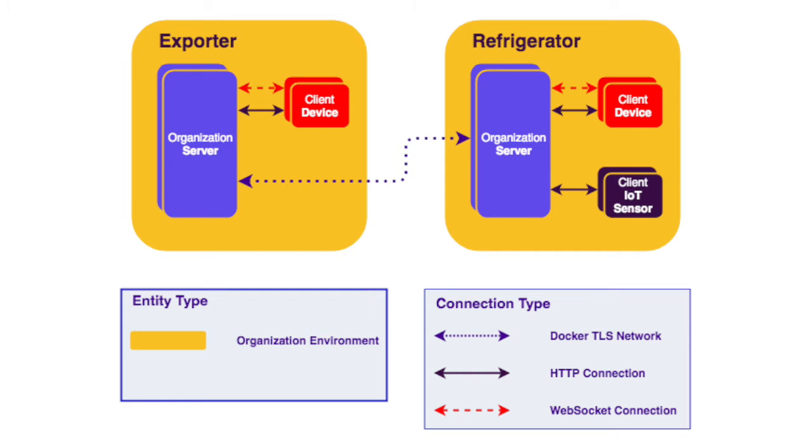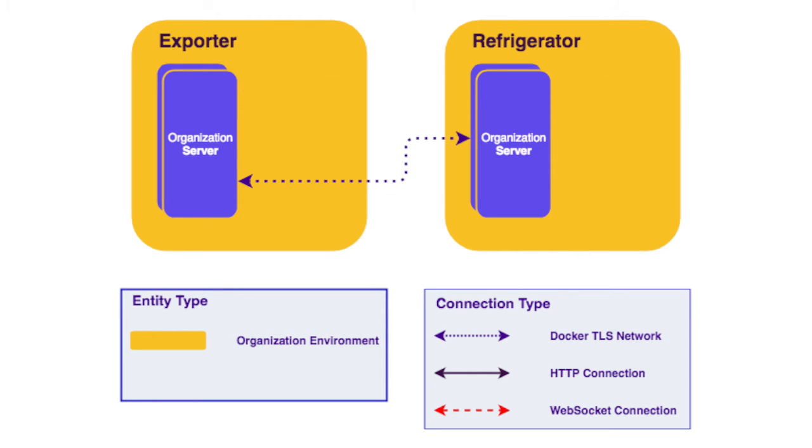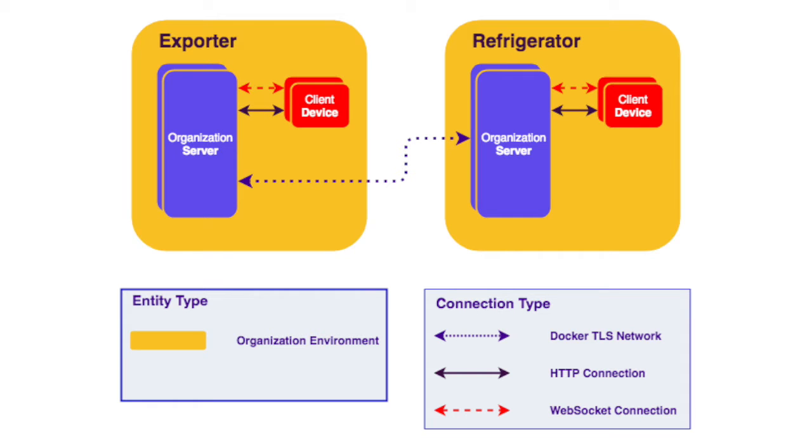The Fructus network is composed of an exporter and a refrigerator organization. As we can see in the physical architecture, there are two organization servers, where each one has a blockchain peer. Also, both organizations have client devices that consume data from the peer. The refrigerator organization has IoT sensors to gather data from the environment autonomously.